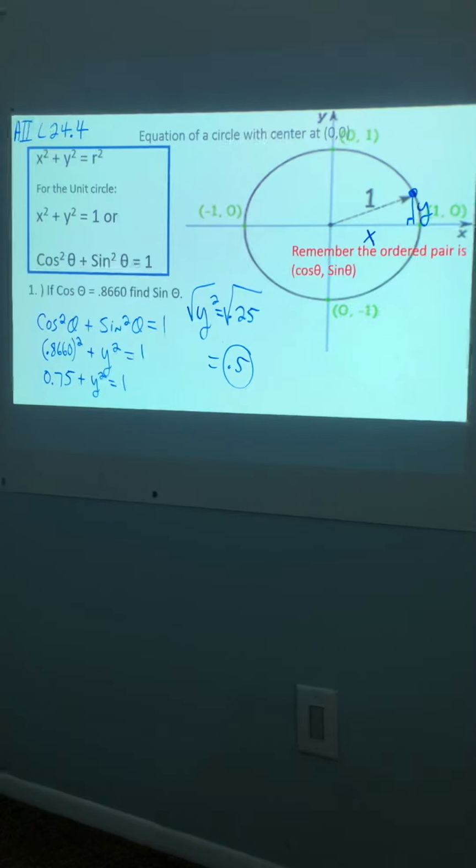Okay, all you have to do is use this formula, cosine squared theta plus sine squared theta, and set it equal to 1. They're going to give you either the cosine of theta or they're going to give you the sine of theta.